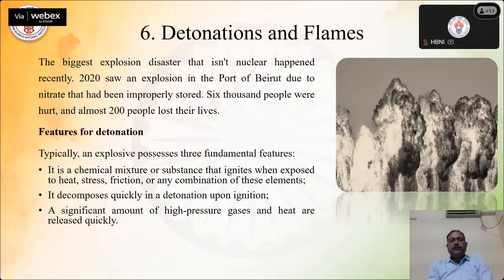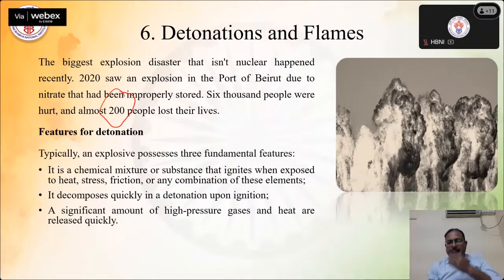Now, the next type of disaster is very, very common, that is known as detonations and flames. The biggest explosion disaster that isn't nuclear happened recently. 2020 saw an explosion in the port of Beirut due to nitrate that had been improperly stored. 6,000 people were hurt and almost 200 people lost their lives.